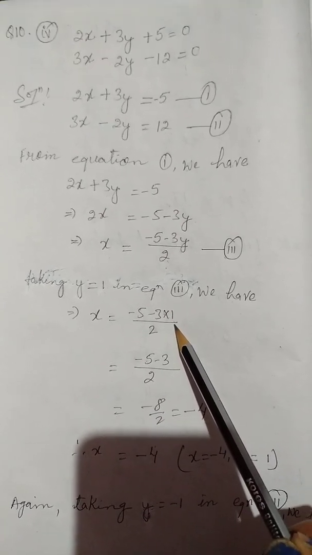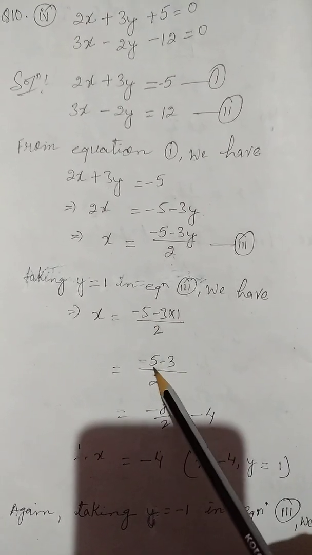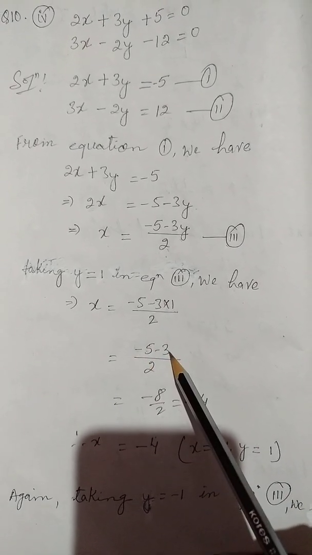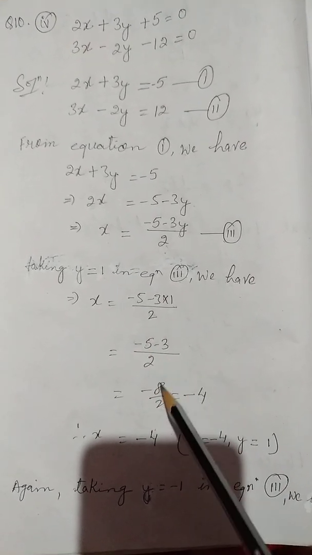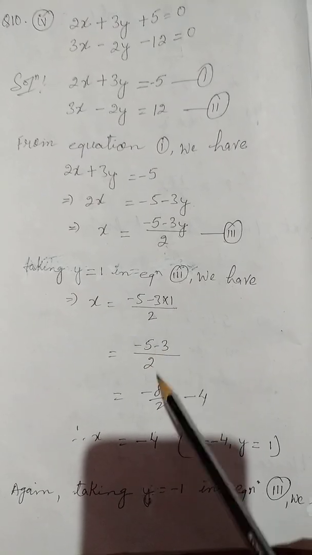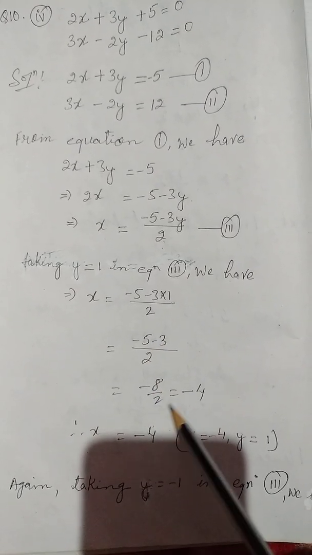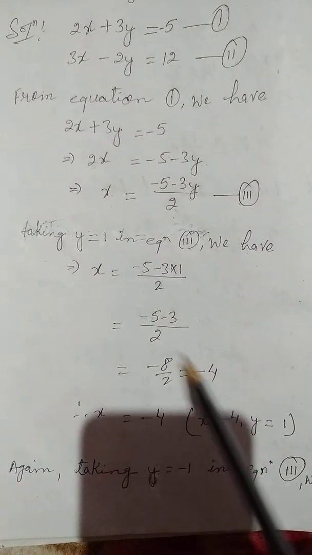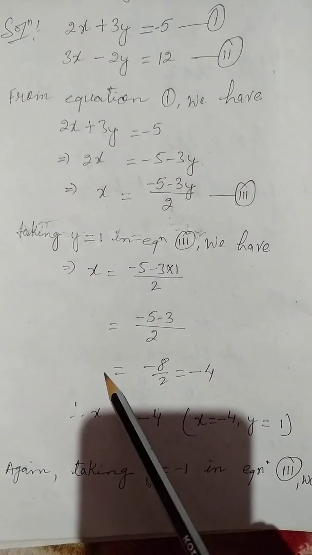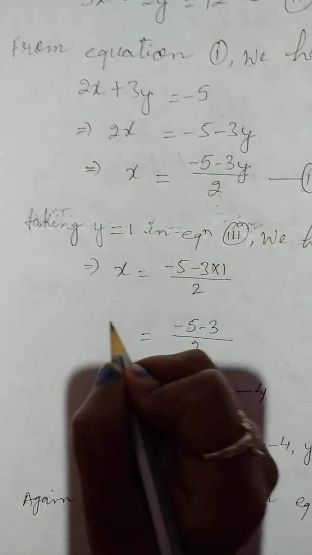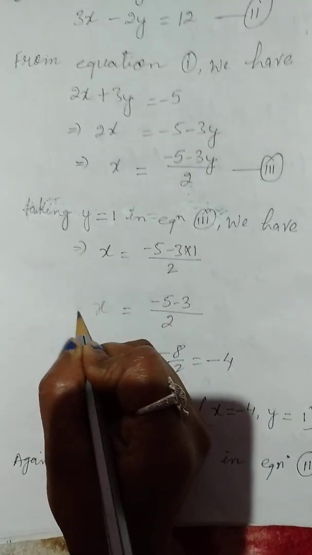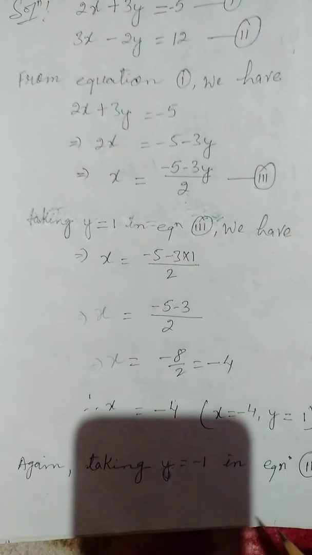So y equals 1. Now minus 5 minus 3 into 1 will be minus 3, minus 5 minus 3, the sign will remain minus. So minus 8 by 2. What are we getting? Minus 8 by 2, that is minus 4. Now what is the value of x? This is x. We are getting 4 on this side. So we are getting x equal to 4.